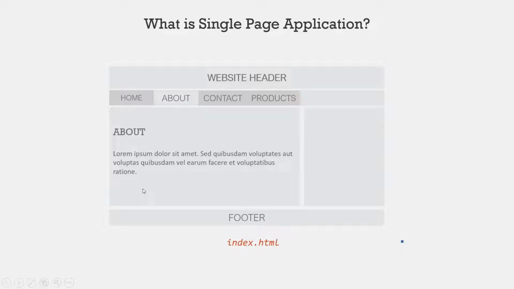Okay. In the same way, if I move to contact section, then the content related to contact section will be displayed in the web page. But the web page itself is still index.html. It has not changed. In the same way, if I go to product section, then the content related to the product section is displayed in the web page. But still, the web page which is loaded in the browser is still index.html. And this is what a single page application is. In a single page application, we have only one HTML file and only the content of that HTML file changes. The web page or the HTML file itself never changes.